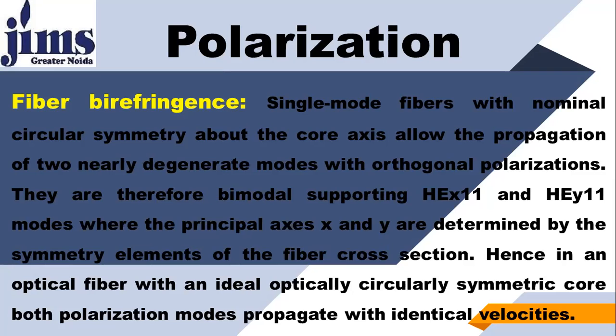So they are therefore bimodal, supporting HE x11 and HE y11. These are the two degenerate modes, where the principal axes x and y are of course perpendicular to each other. That's why we say orthogonal, right? Hence in an optical fiber with an ideal optically circular symmetric core, both polarization modes propagate with identical velocities. So this is fiber birefringence: two modes are degenerate with orthogonal polarization. This is the main point of this phenomenon.